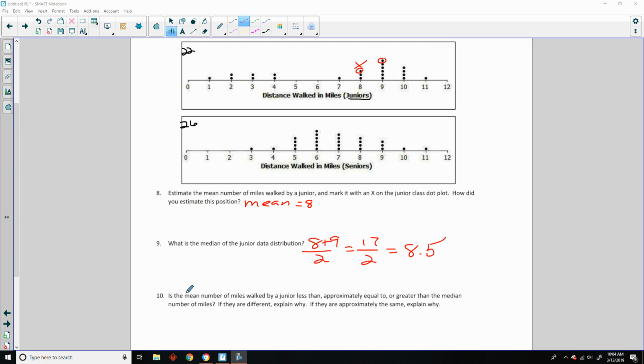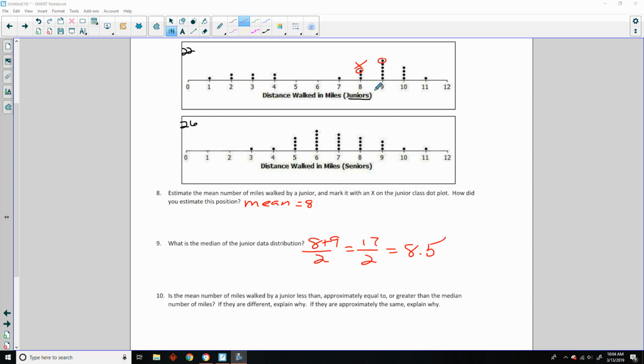Number 10 says, is the mean number of miles walked by a junior less than, approximately equal to, or greater than the median number of miles? If they are different, explain why. If they're approximately the same, explain why. Well, the mean is a half of a mile less than the median. It is a little bit less. They are different, so explain why.